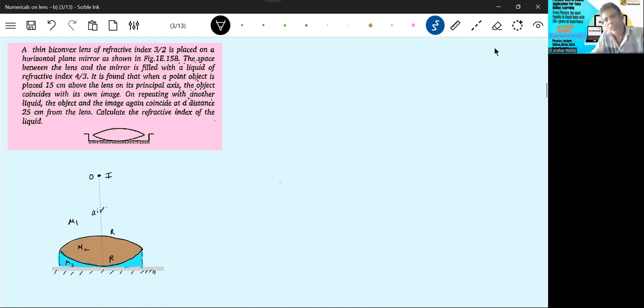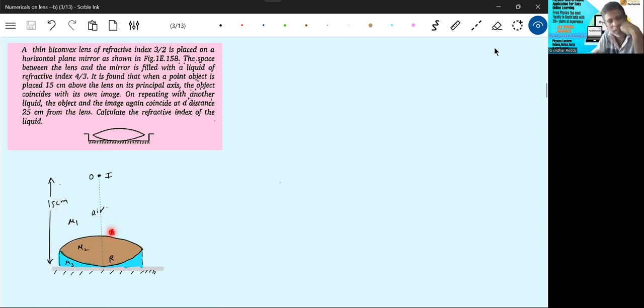You can do one thing. This whole setup you should replace with a concave mirror. This distance is how much? 15 centimeters. Then this whole setup will behave like a converging mirror such that the object and image should be at the same point. That is possible at the center of curvature. So the equivalent converging mirror should have a radius of curvature of 15 centimeter.